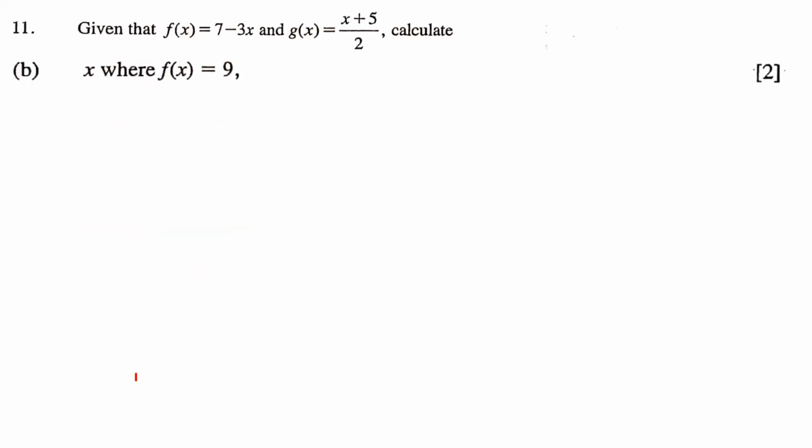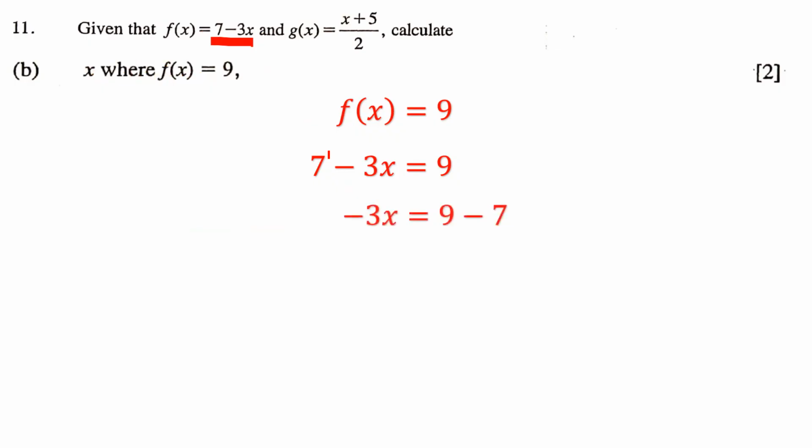Let's move on to question 11b. Here we have f of x is equal to 7 minus 3x, and we want to find the value of x when f of x is equal to 9. So f of x is equal to 9. That's what we know. What is f of x? Well, f of x is 7 minus 3x. That's what we know from what was given. And we have to solve for x.